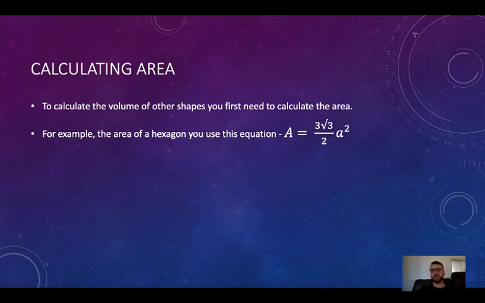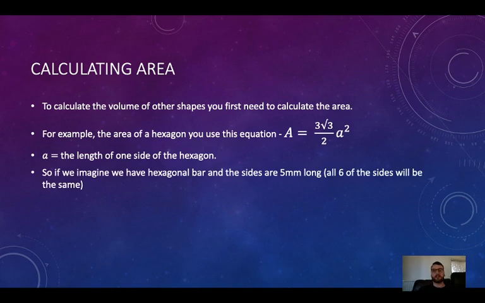So the area is equal to 3 root 3 divided by 2, and then a squared. That a is the length of one side of the hexagon. Obviously it's going to have 6 sides, all sides are going to be the same length. So if we imagine a hexagonal bar and the sides are 5mm long, so all the 6 sides are going to be the same length, we put that into this equation here and we get a cross-sectional area of 64.95mm squared.